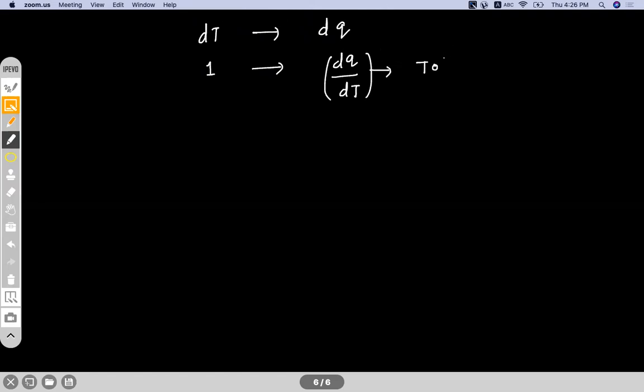So this dQ by dT is the total heat capacity. Look at the unit here. Q is joule, T is Kelvin. So it is joule per Kelvin. Now this total heat capacity, we have of two types.